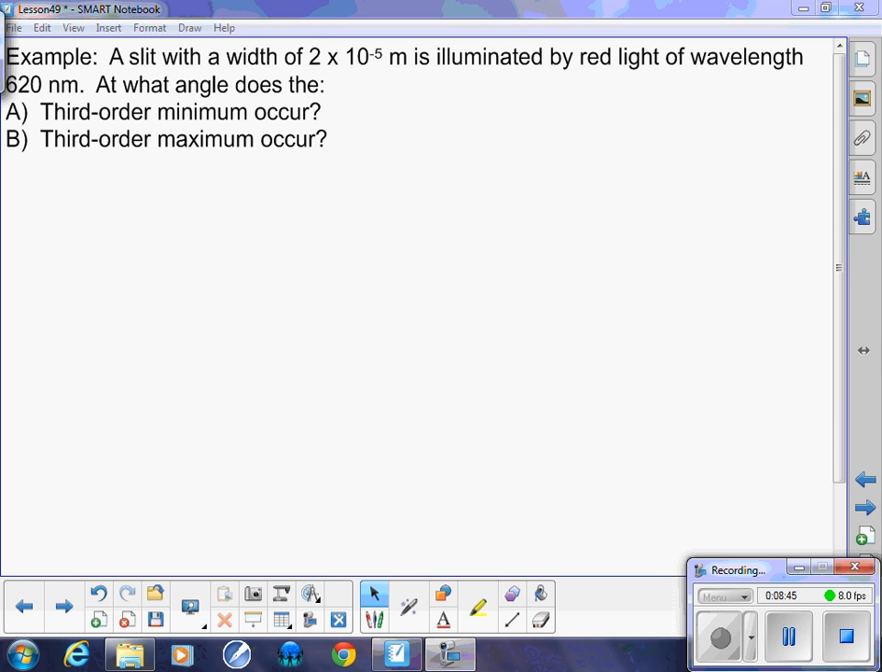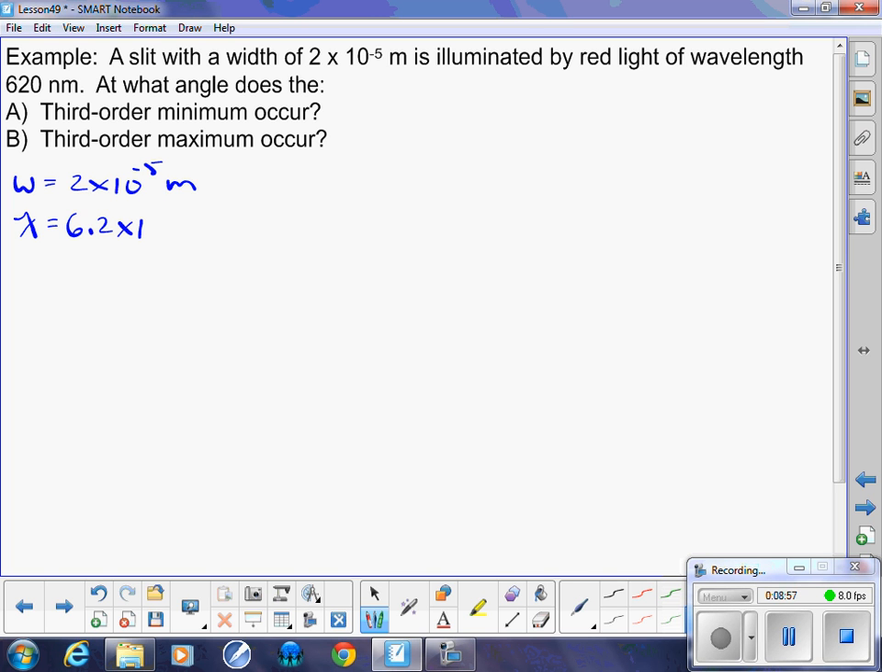Okay, so for the example here, we have a slit with that width. So I know the width, 2 times 10 to the negative 5. Red light, which just basically tells me my wavelength. So A part, at what angle? So we're looking for an angle, so it has to have theta in it. And third order minima. So third order tells us our n value. n is going to be 3. And we're looking for a minimum, so you need to make sure you pick sine theta equals n lambda over w. So that's the destructive interference.